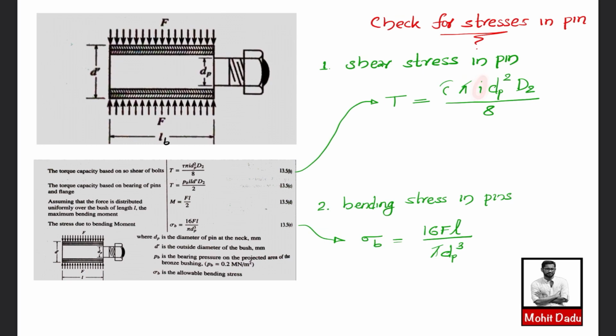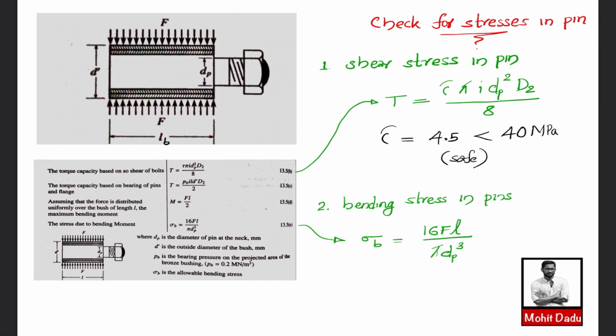So i is the number of pins, dp is the diameter of pin, we will be substituting everything as given, d2 is the pitch circle diameter, and if you are substituting everything properly, then you will be getting the shear stress induced in this pin as 4.5 megapascal, which is very much lesser than the allowable shear strength of the pin material, that is 40 megapascal. So we are having a condition which is safe.